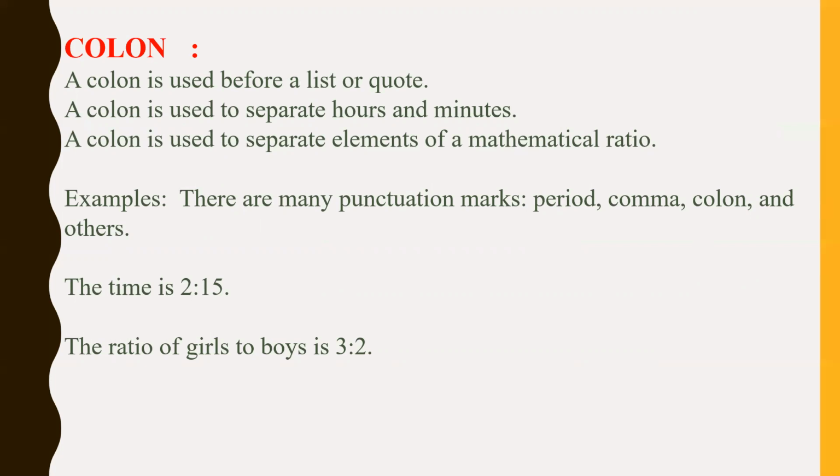For a code also you use it. For example, Ram, colon, where shall we go? Sita, colon, she said she will go somewhere, like that. So colon is used before a list or a quote. It is used to separate hours and minutes. For example, you say 2 o'clock, but if it is 13:50, you use a colon. A colon is also used to separate elements of a mathematical ratio. You know, no? 3:2, 4:5, 1:2. For that also you use this colon. So that's the usage of colon.